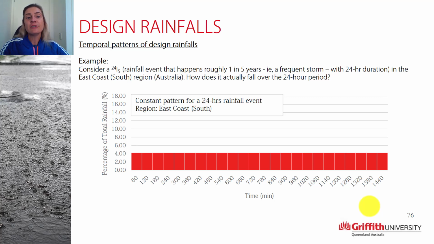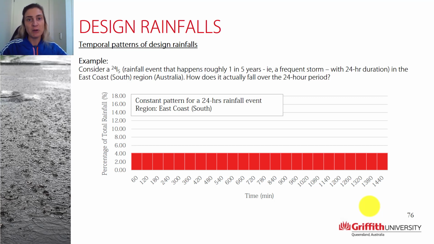Okay, so let's consider a design rainfall that has a 24-hour duration and happens once every 5 years, located on the east coast of Australia. How does it actually fall over this 24-hour period? 24 hours of rainfall is quite a long time. Do you think the rainfall will fall at a constant intensity over this period, or will it have some variations?